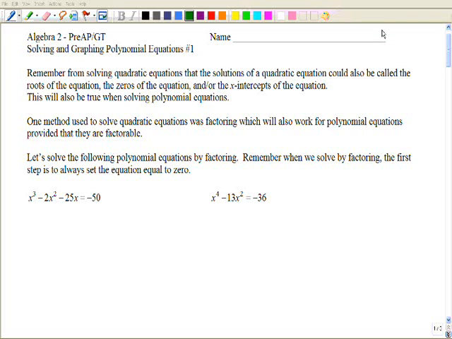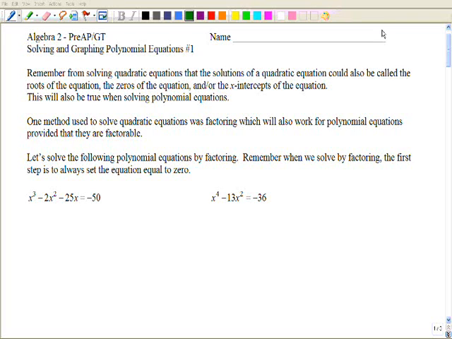One method used to solve quadratics was factoring, which will also work for polynomial equations, provided that they are factorable. So let's solve the following polynomial equations by factoring. Remember, when we solve by factoring, the first step is always to set the equation equal to 0. And then remember, we would always check for greatest common factor, difference of perfect squares, but that would just be for quadratics. And then we have options such as slip and slide or factoring by grouping. So let's go ahead and look at this first one.